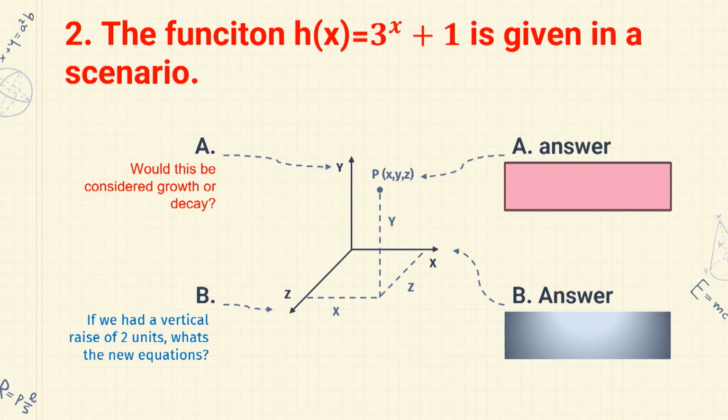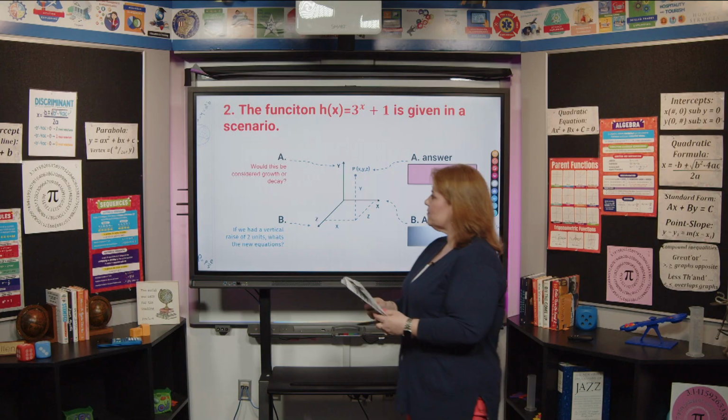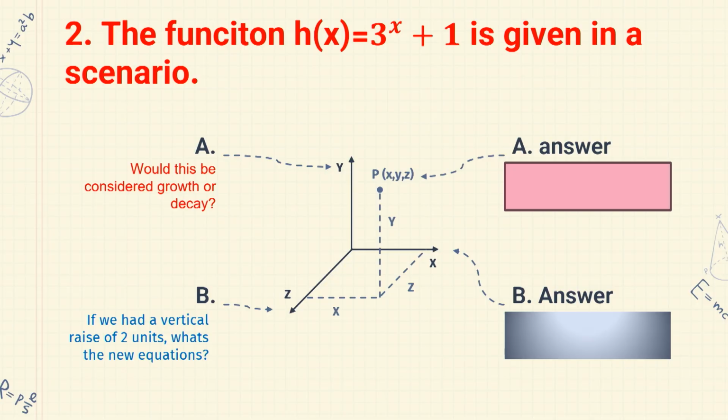All right, the function h of x equals 3 to the x plus 1 is given in a scenario. Would this be considered a growth or a decay? Now we're having to go back and look at our growth and decay. So would this be a growth or would this be a decay? Real fast, look at your table partner and tell them your answer. This would be a growth, and what's the rate? My common ratio, which is 3.